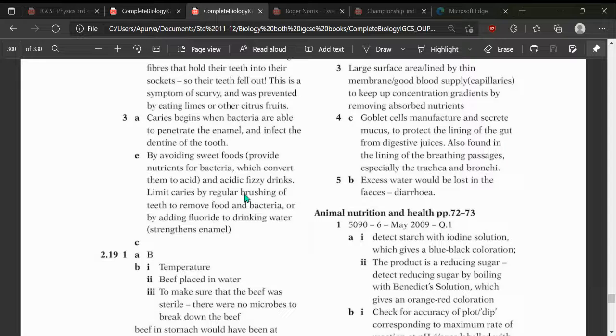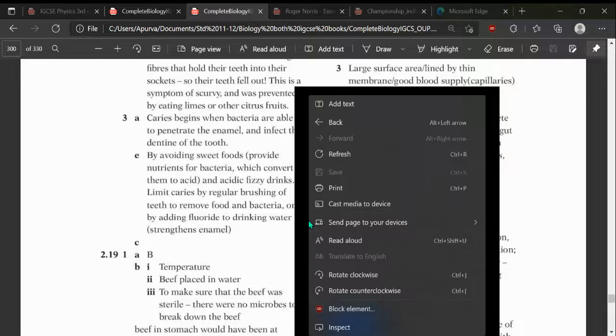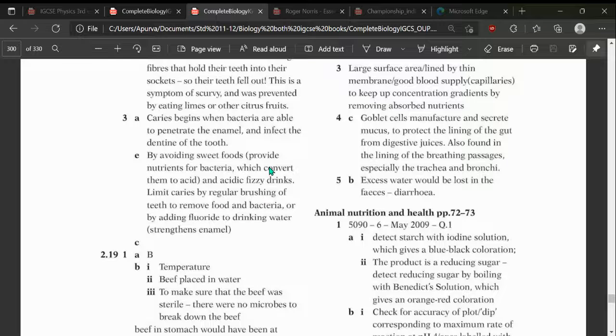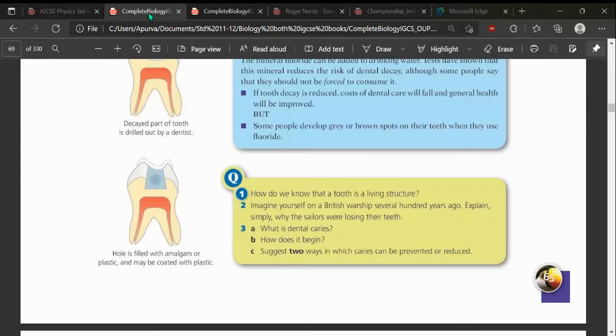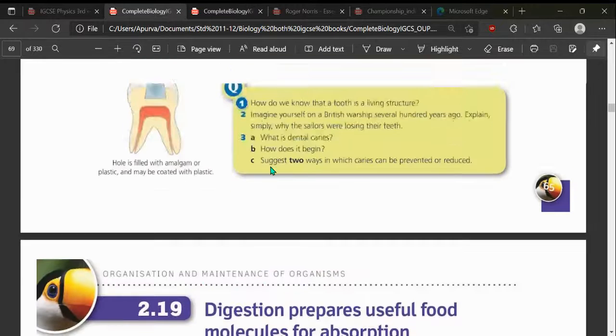So don't think, oh, my drink isn't sugary. Let's say, for example, pure lemon: it's acidic and it does decay your tooth. Even though it may not have much sugar in it, it is still acidic, so that's why it's saying to avoid it. Limit caries by regular brushing of teeth and adding fluoride to drinking water. Also, most toothpastes do have fluoride for this reason.